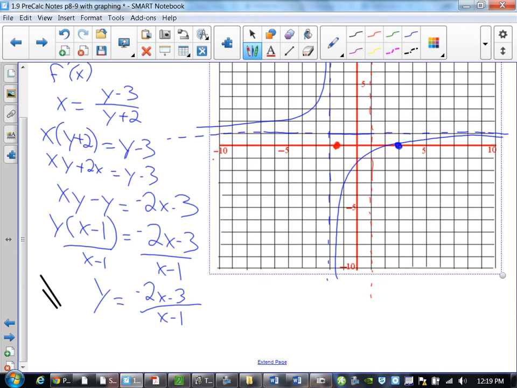And then horizontal asymptote. These guys, again, have the exact same degree. First degree is 2x, first degree is x. So it winds up just being the coefficients divided together. So it's going to be negative 2 over 1, which is negative 2. The graph of f at most has 1 horizontal asymptote.